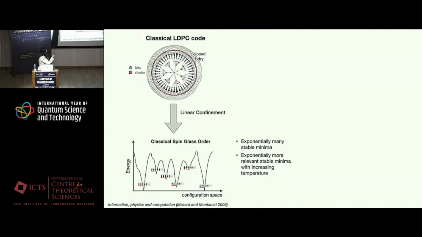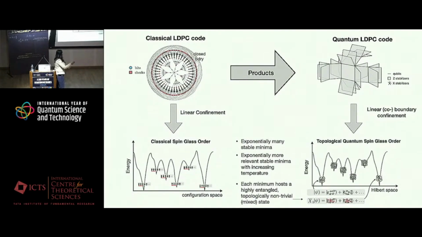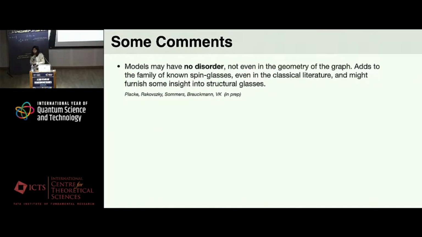So the point is that there's a connection between classical LDPC codes and spin glass order that has been appreciated by people working in spin glasses for quite a few years. They've studied various random families of spin glass models and made a connection with spin glass order. But we'll be using a property of these codes called linear confinement to argue much more directly for spin glass order, and to argue for spin glass order in a much wider class of classical models even. And then, as I said, you can take products of these to get these quantum LDPC codes, which will inherit this confinement property that I'll discuss. And these are the models that give you this topological quantum spin glass order. So I want to make a few comments here. The models that we'll be talking about have no disorder at all, or they can have no disorder at all.